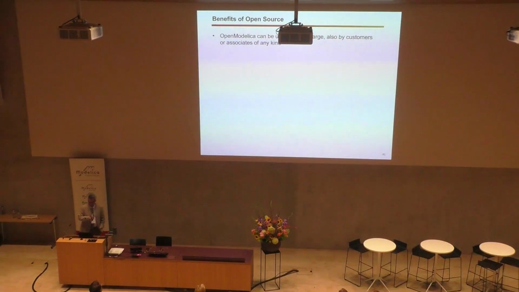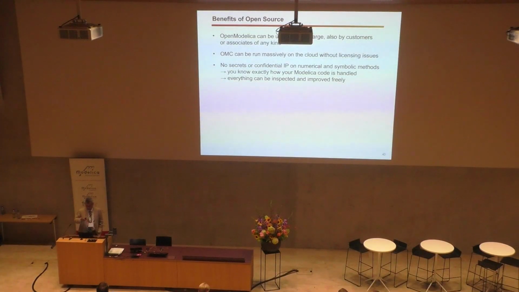Why is it good to have open source? Well, the easiest answer is you don't pay a license. That's good. Also, your customers or associates don't pay a license if you want to redistribute your model. That's also potentially interesting. You can run simulations massively on the cloud without any problem with licensing. That is also interesting. This is an important point, for example, for RTE, the credibility of your simulations. There's no secrets or no confidential IP on numerical and symbolic methods. You know exactly, at least in principle, how your Modelica models are handled. Everything can be inspected in terms of what the code does and improved, possibly.